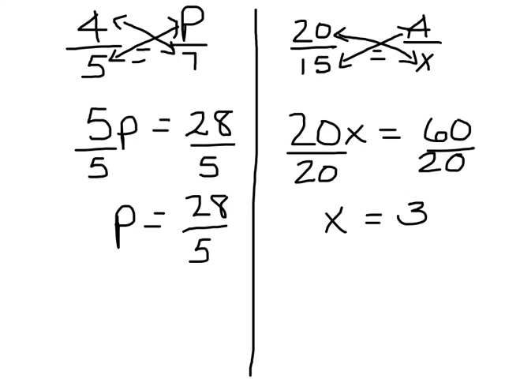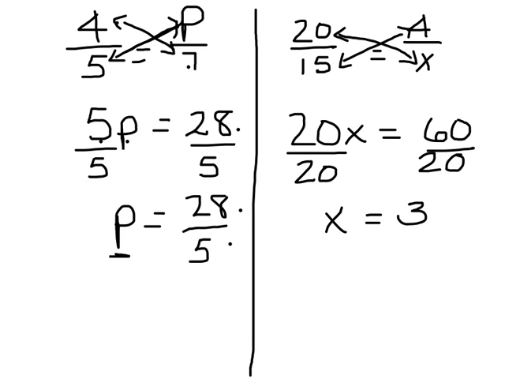Alright, here's a couple more examples. 4/5 equals p/7. So we're going to cross multiply. 5 times p is 5p. 4 times 7 is 28. Then we're going to solve like we would in any equation. Divide by 5 on both sides. P is now alone, and p is equal to 28/5.